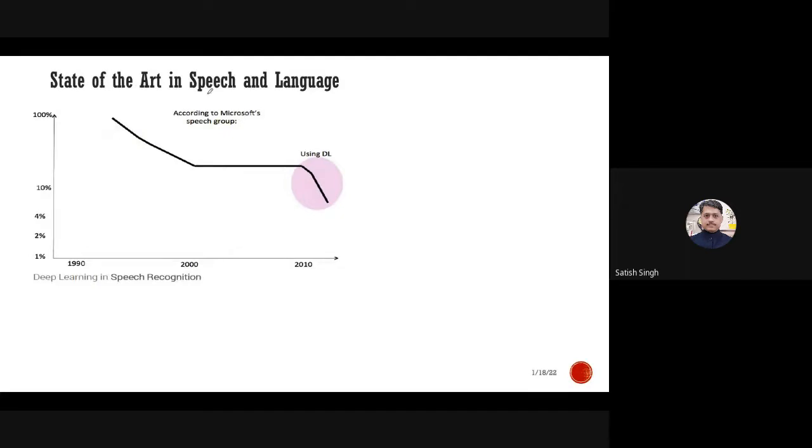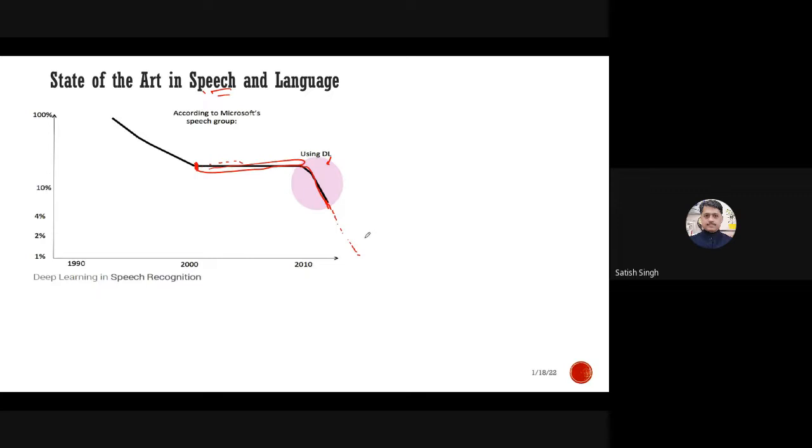Even in case of speech and language, what is this development? Earlier, people were doing research and the error rate was decreasing. But after 2000, the error rate was almost saturated. People were not able to decrease the error for speech and language processing applications. But with the advent of deep learning models, again there is a sharp decrease in the error rate. If the same trend follows, we can say we are living in the era of 0.1, 0.2% error for speech and language processing applications.